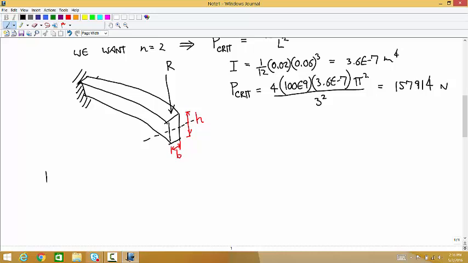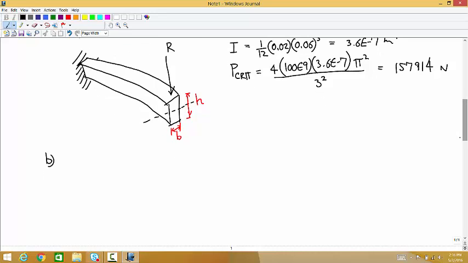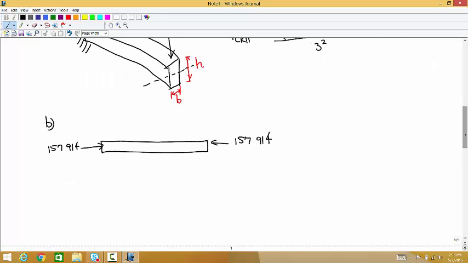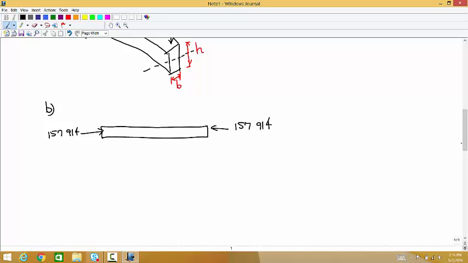So now for part B, we're imagining a beam under a compressive load of 157,914, and we want to use the elongation formula to calculate. In this case, it's going to be shortening. First we have to calculate the internal loads. It's pretty simple here. It's just in compression, so it's going to be a negative value of negative 157,914.